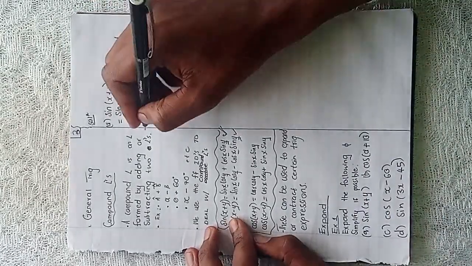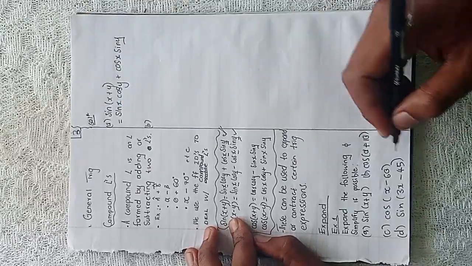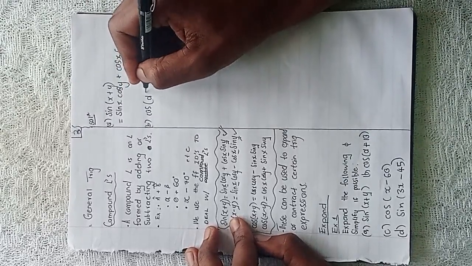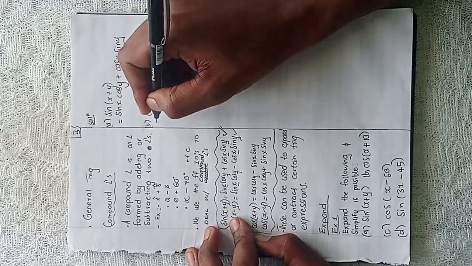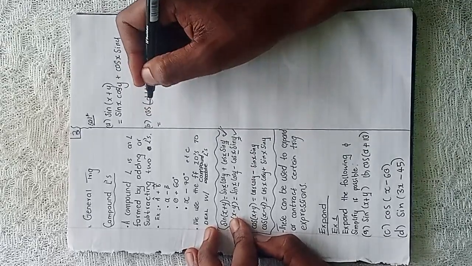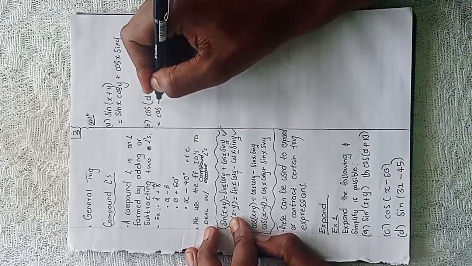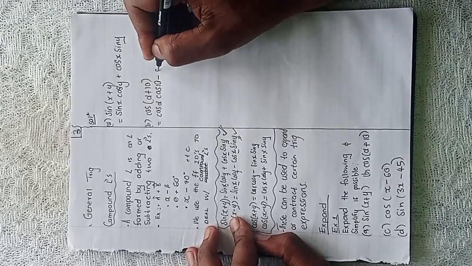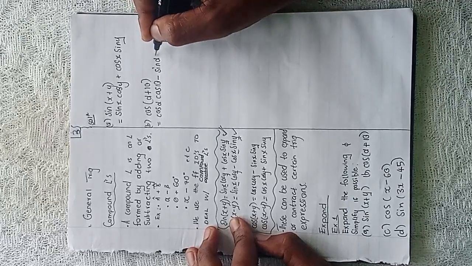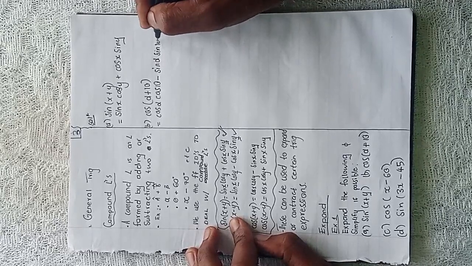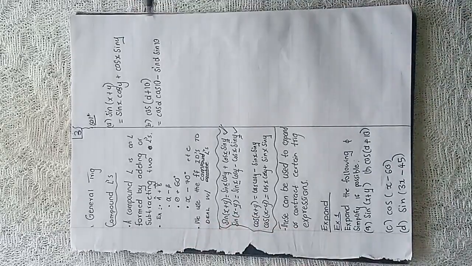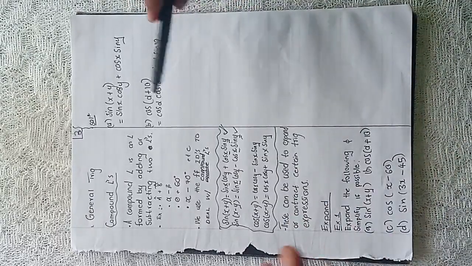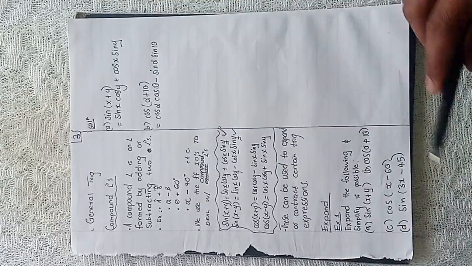Okay, B was cos of alpha plus 10. So it will be cos, cos, sine, sine, so it's cos alpha cos 10 minus sine alpha sine 10. I can't simplify this any further. This is the simplest step. I can't go any further.